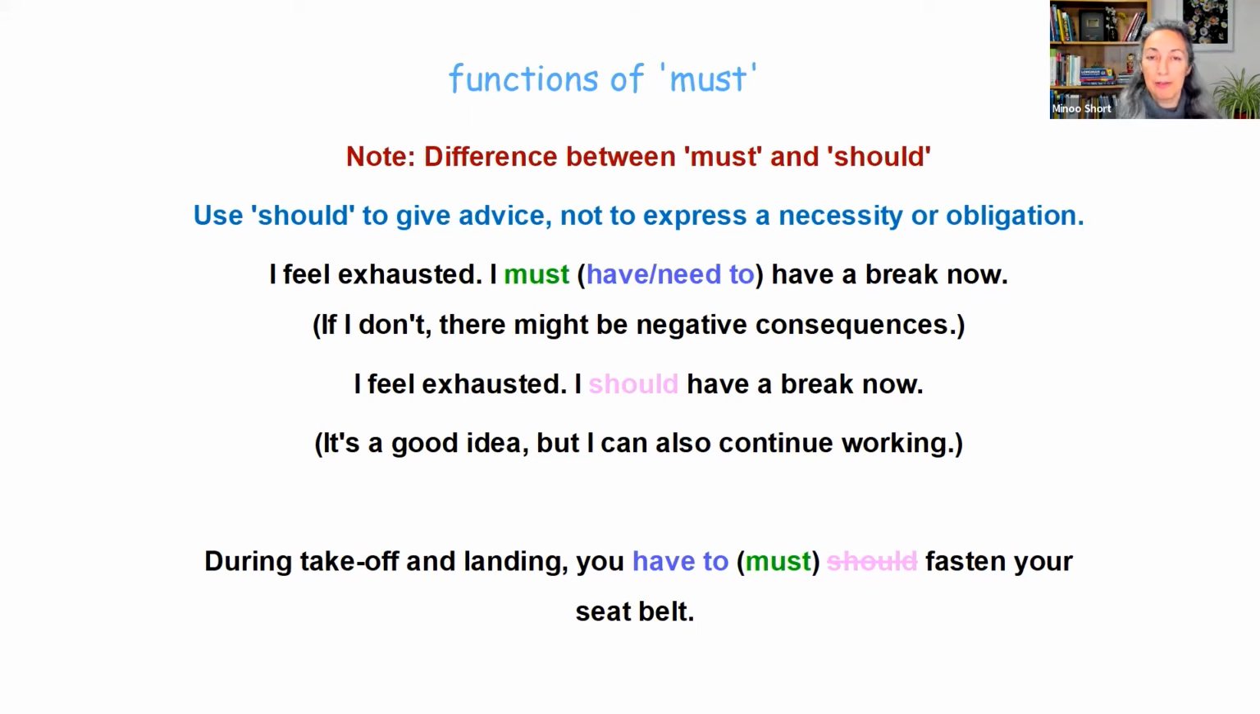So let's compare the feeling of these two sentences. Our first example was, I feel exhausted, I must have a break now. Must was the best choice, and we said you can also use have to or need to. This is strong. When you say I must have a break or I have to have a break, it means that if I don't, something negative may happen. There might be a negative consequence, like I might get a really bad headache. I must stop, right? It's not negotiable.